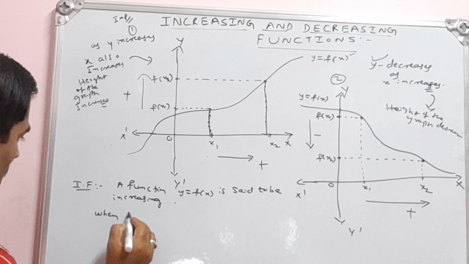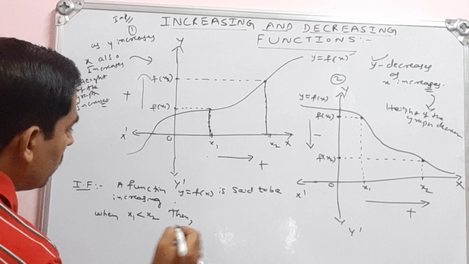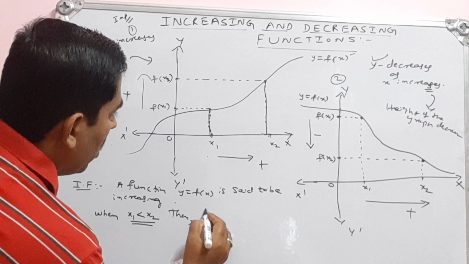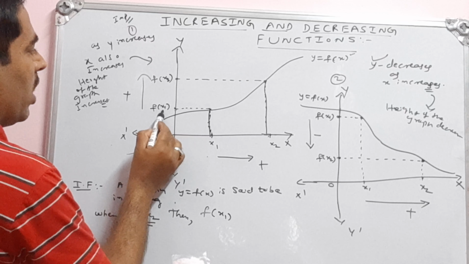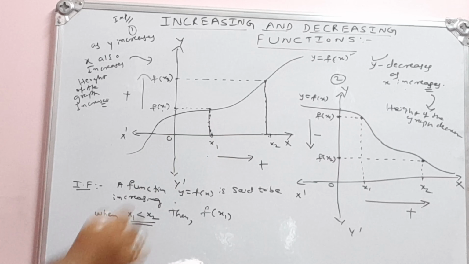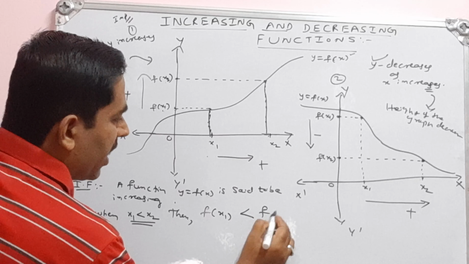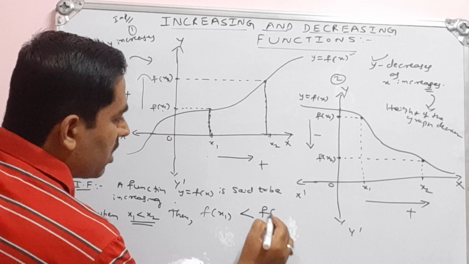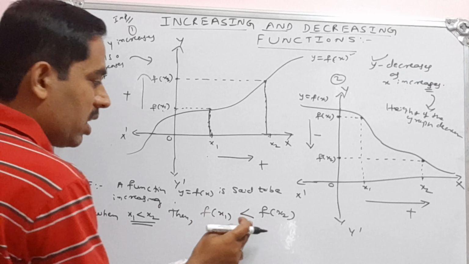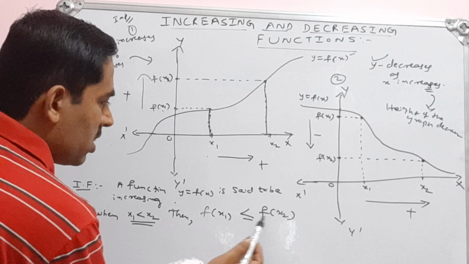So when x1 is less than x2, I have taken these two points. Then the value of y increases and the value of x also increases. So f of x1 is less than f of x2. This goes on increasing, which means f of x2 will be greater than f of x1, or f of x1 is less than f of x2. In some cases they may be equal also, so f of x1 is less than or equal to f of x2.